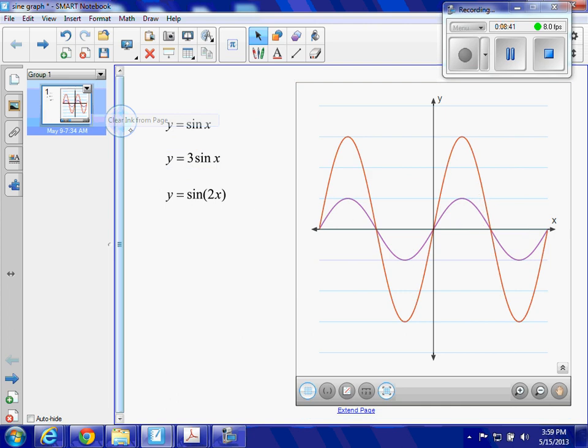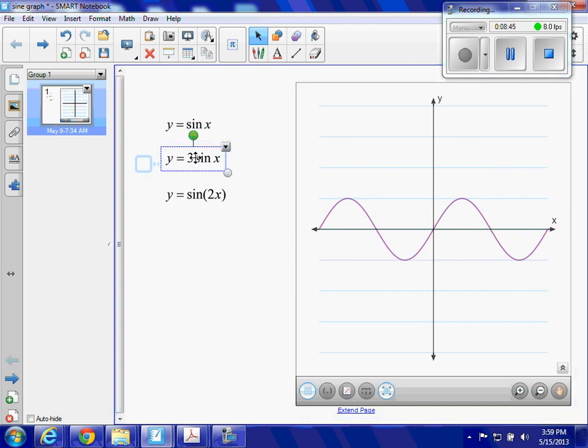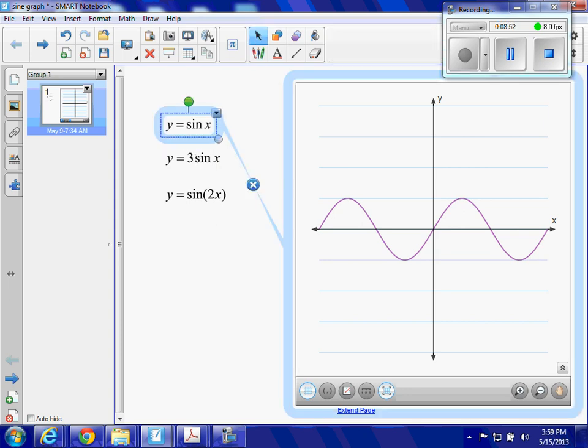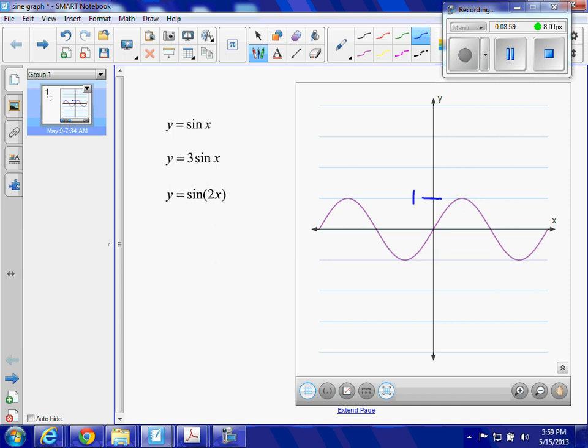I'm going to clear my ink off the page there, and I'm going to make that one go away. And we know right now that this is the basic sine function. This is our function y is equal to sine x. So I know that my amplitude right here is 1. So that's a negative 1. And I know that these values are pi and 2 pi, negative pi, negative 2 pi. This value right here is pi. This value right here is 2 pi.